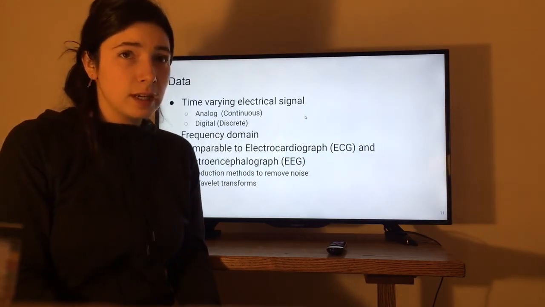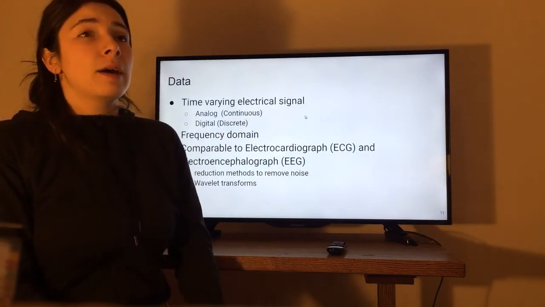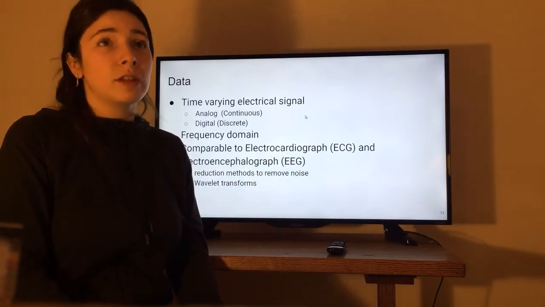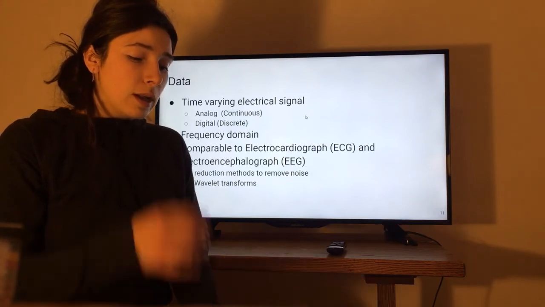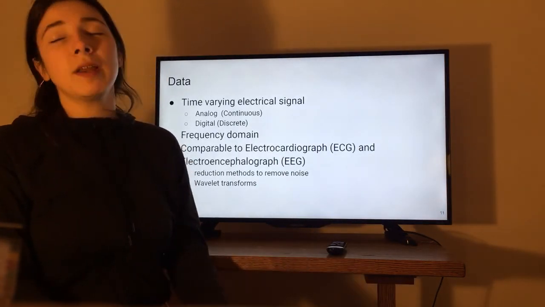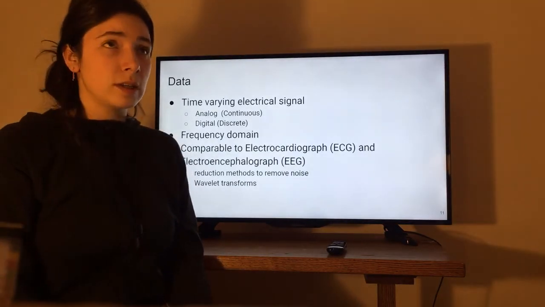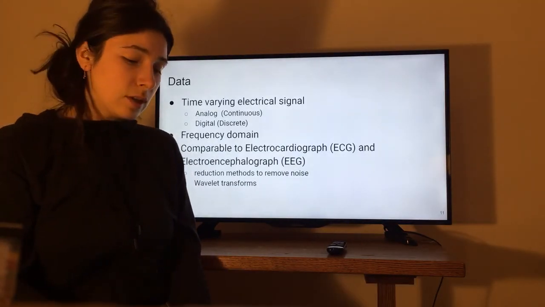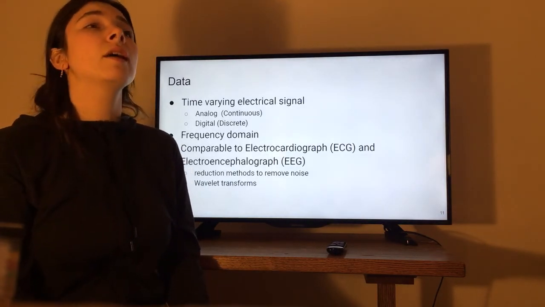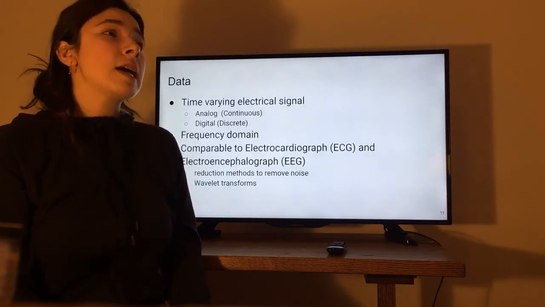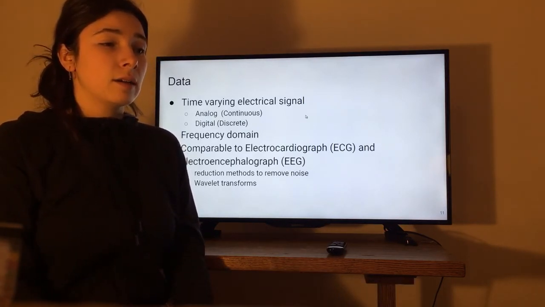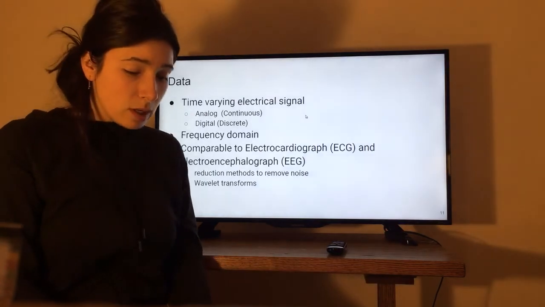Once you've collected this data, you will have a signal that varies across the time domain. But when you have an electrical signal, it's important to know that it can be continuous or discrete depending on how you collect your data. So if it's analog or discrete with your sensors, and you can also analyze within the frequency domain. So just simply looking at what are the most recurring voltages that you will see, and what are the relationships to the other ones.